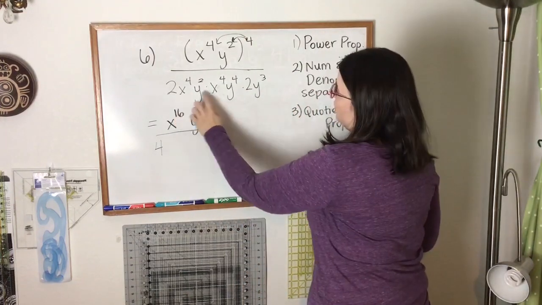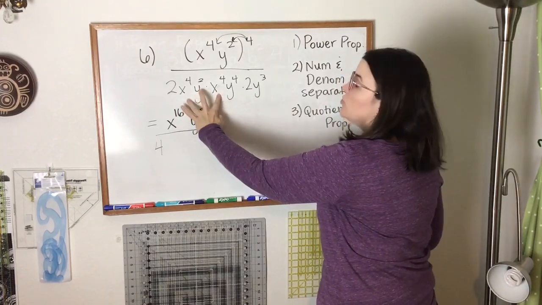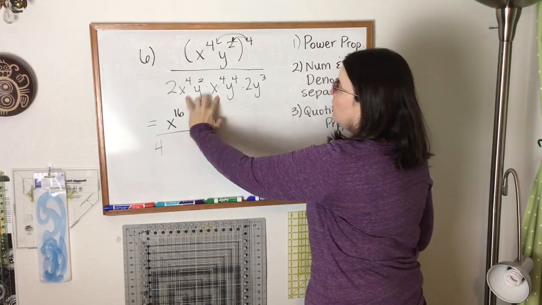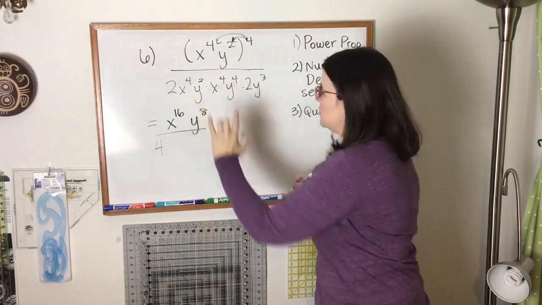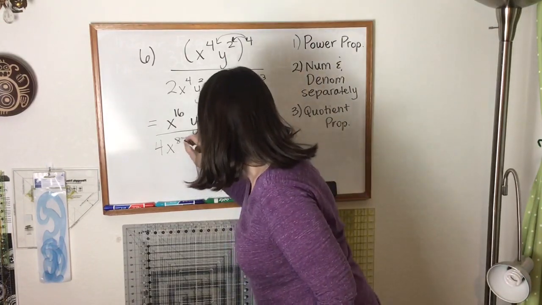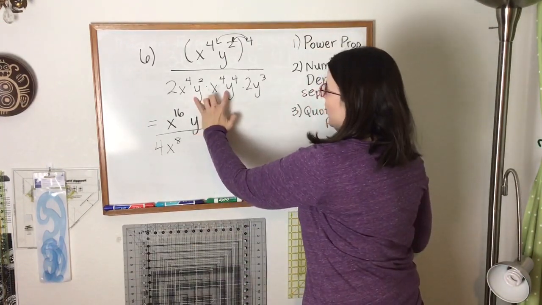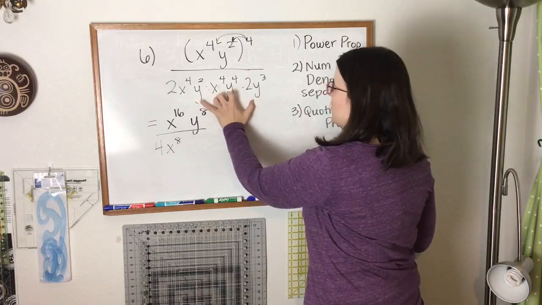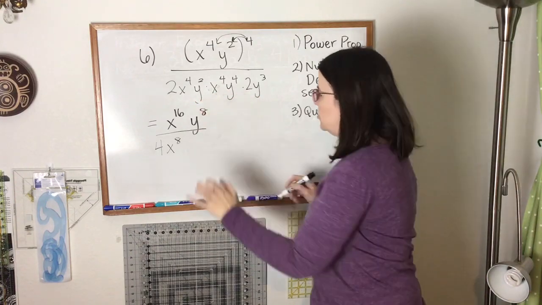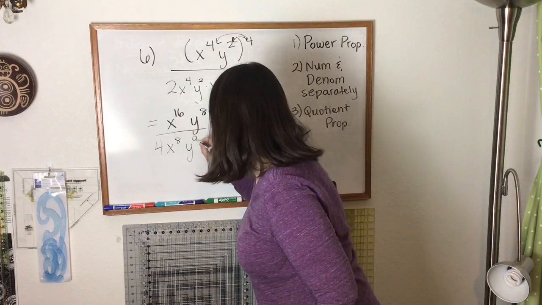Now I've got x to the 4th and x to the 4th. Those are going to add together because they're multiplying, not power to power. So that gives me x to the 8th. Then I've got y squared, y to the 4th, and y to the 3rd. That gives me 3 plus 4 plus 2, which is y to the 9th.